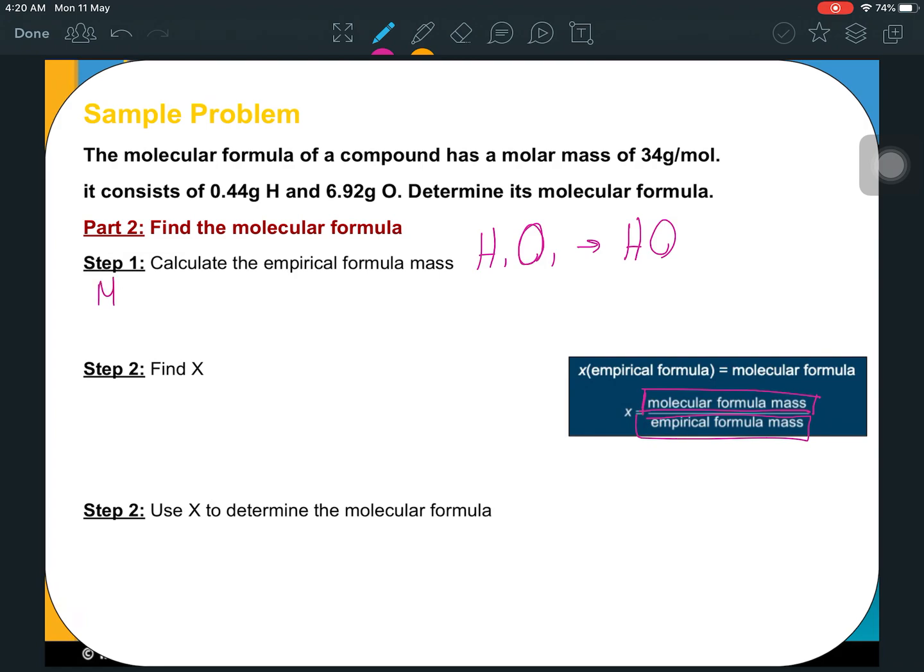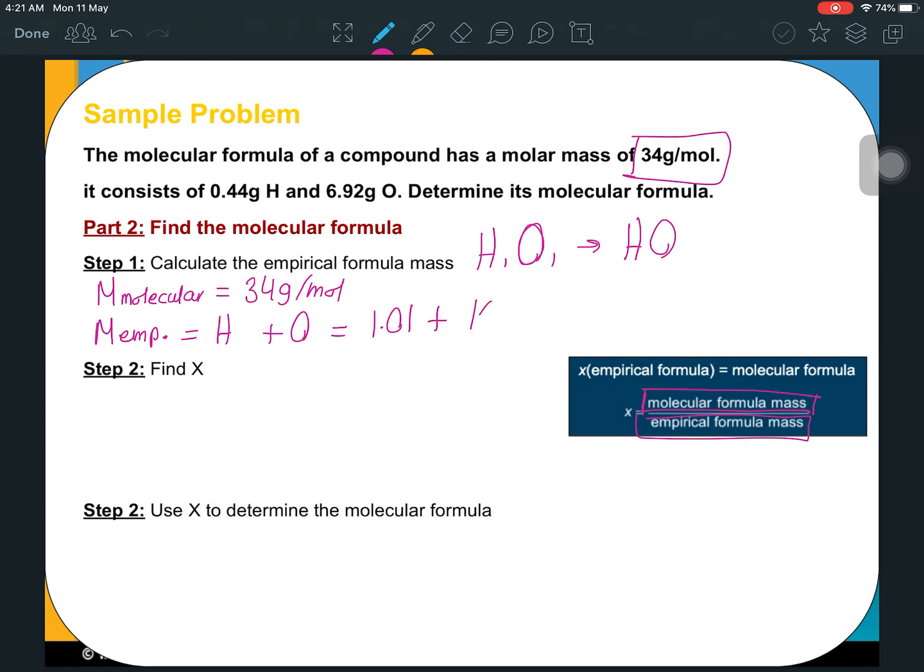So I know that the molar mass of my molecular formula is equal to 34 grams per mole. And now let's find the molar mass of my empirical formula. By the way, this number came from here. It is equal to the molar mass of hydrogen plus the molar mass of oxygen. So it's 1.01 plus 16.00, which equals approximately 17.01 grams per mole.